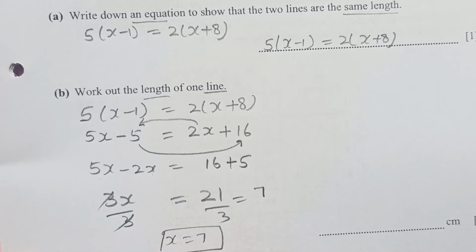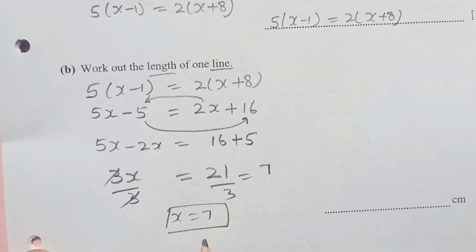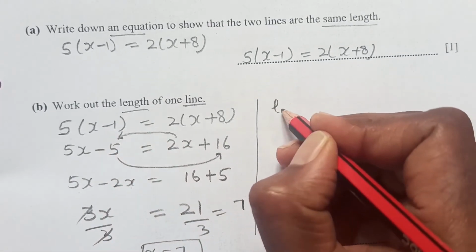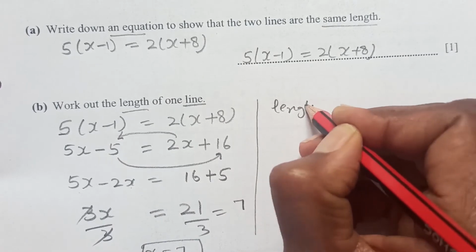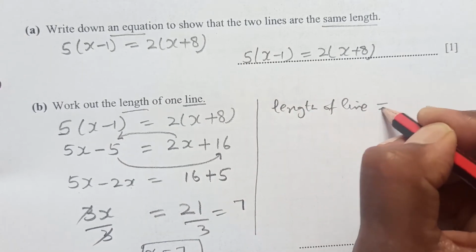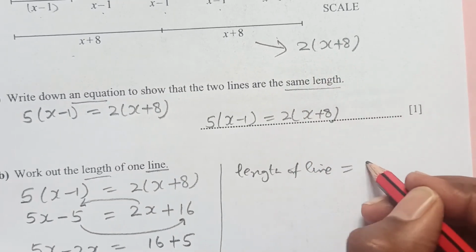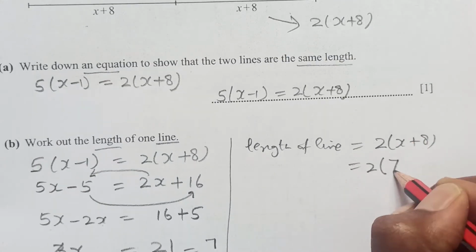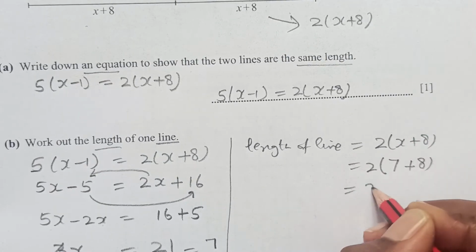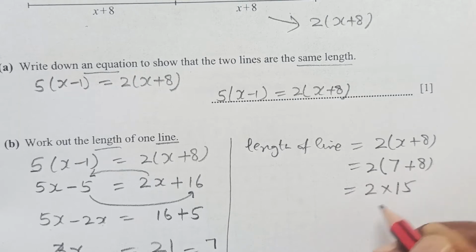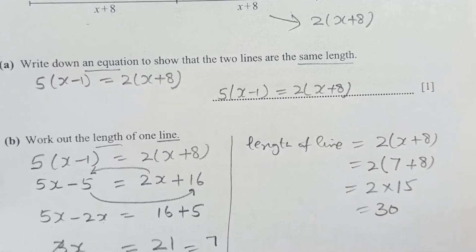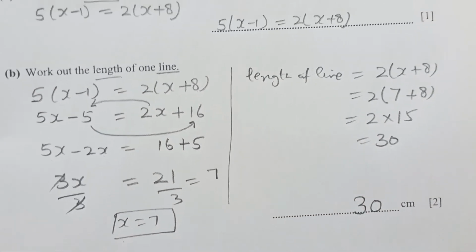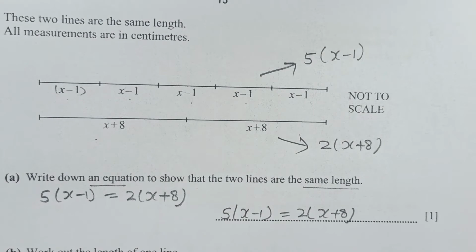Actually, this is not the final answer. Make sure to follow the instructions. We are asked the length of the line. So for the length of the line, we can take any of these. I will prefer to take this with positive sign, 2 in bracket x plus 8. x is 7 now. 2 times 7 plus 8 is 15. So 30. So that means the length of the line is 30 centimeters. Right? So you can see this again.